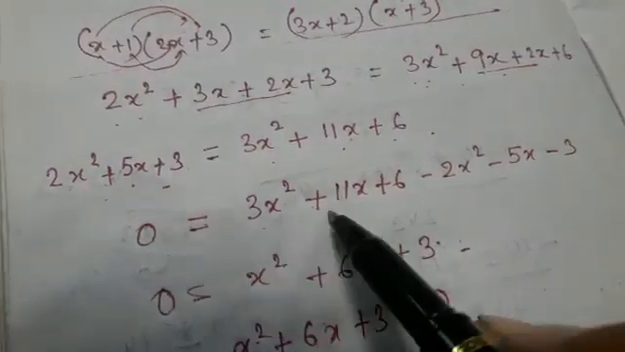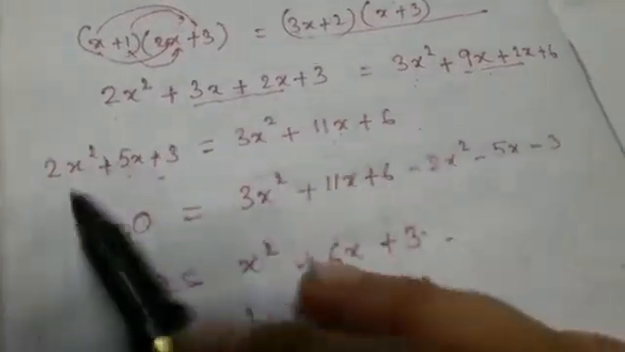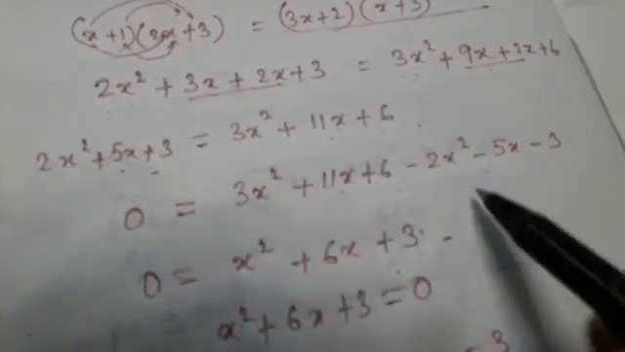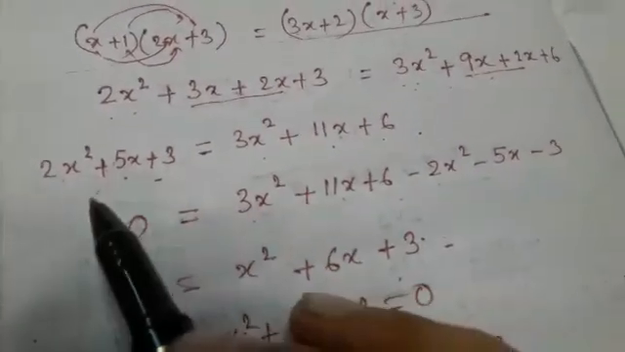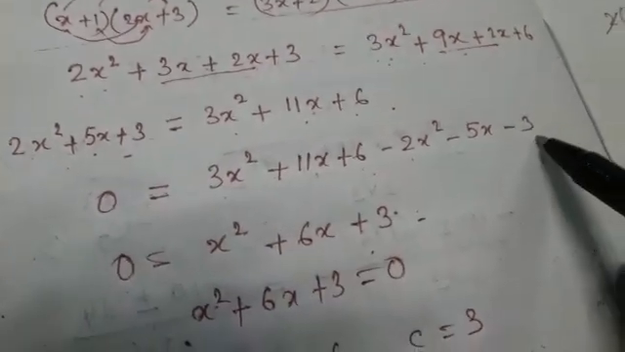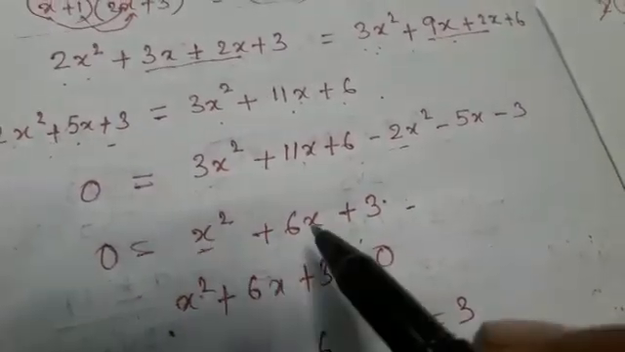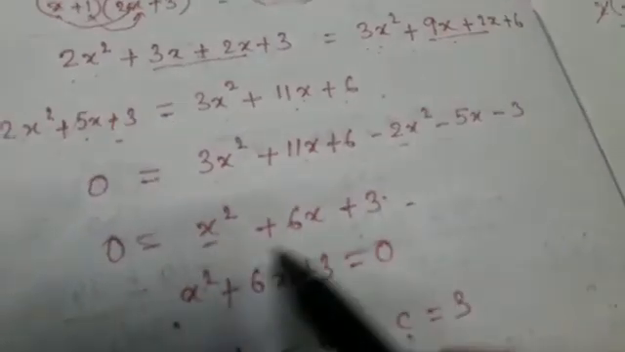So whatever, see, we are sending all these terms there. So 3x square plus 11x plus 6 is there. So we are sending everything there. So this 2x square will go there and it will become minus 2x square. This 5x will go there and it will become minus 5x. See, this 3 will go there and become minus 3, right? Now see, 3x square minus 2x square gives you how much? x square, right?